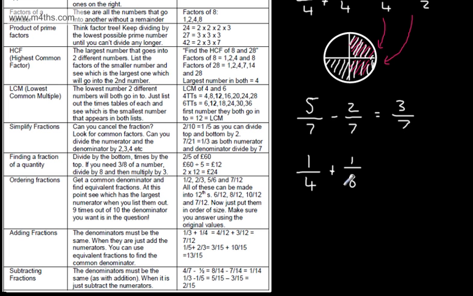Now I know that 4 goes into 8. So what I'm going to have then is 2/8 plus 1/8. This is an equivalent fraction. So 2/8 is 1/4, and 1/8 is what we were given. The denominators are the same, so we simply add the numerators, and the answer is 3/8.